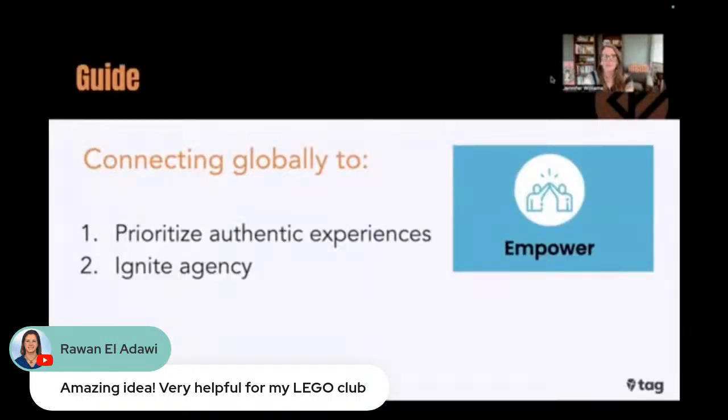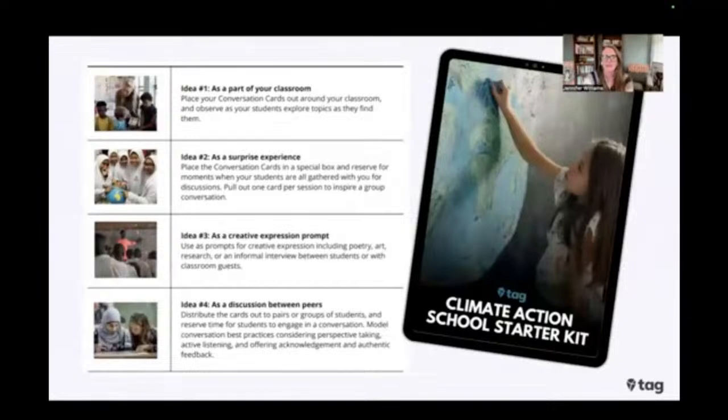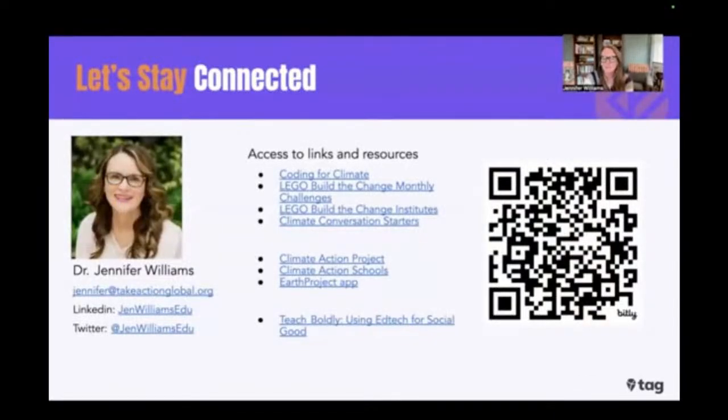All right, last up, using our ideas around empowerment to prioritize authentic experiences and ignite agency for students. So I have a couple resources here to share with you. The first is our Climate Action School Starter Kit. So I have the link available. You can check that out. And these are cards that are printable, shareable. You can have your students connect with classrooms in different parts of your school. Great way to get started, or connect out globally. They might want to go out to community members, connect with family members, and get those conversations started.